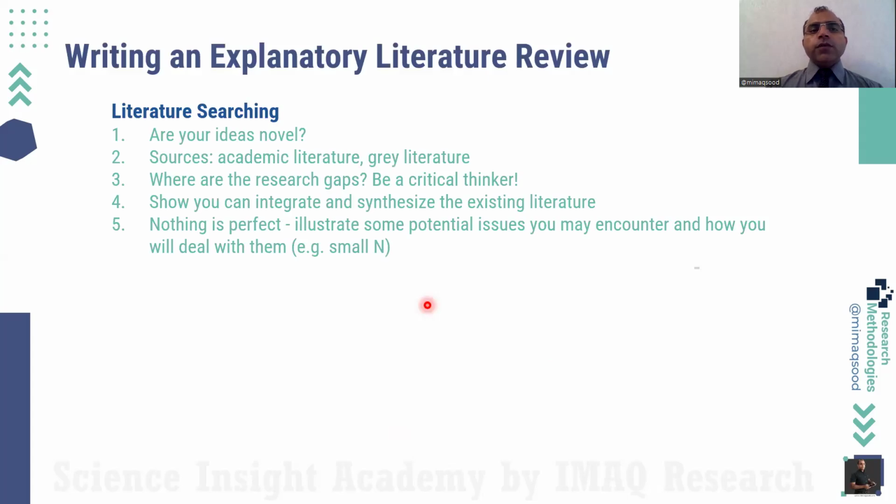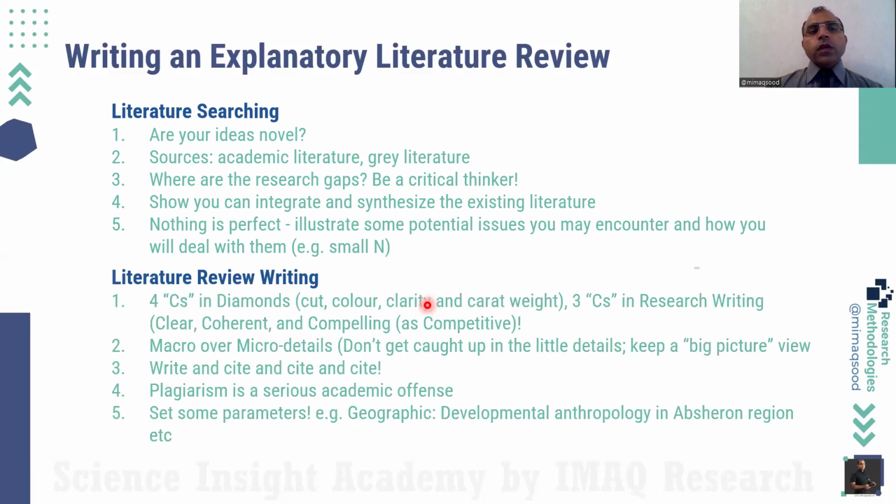An explanatory literature review is one which justifies that your ideas are novel enough. It is based on sources; you have to use academic literature or grey literature. You also have to identify the research gaps. You should be a critical thinker to identify the gaps, and then write that these things were skipped in the research and we can do them. You should integrate and synthesize the existing literature and link it all together. Remember again that nothing is perfect, so you have to address the issues you encounter and how you will deal with them in the literature review.